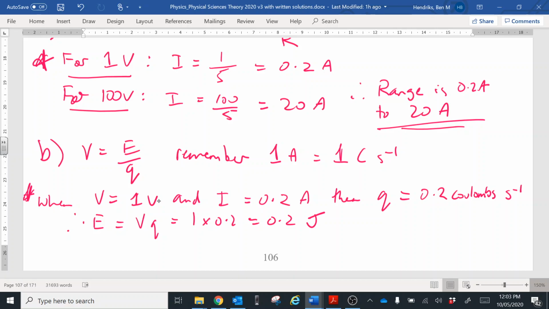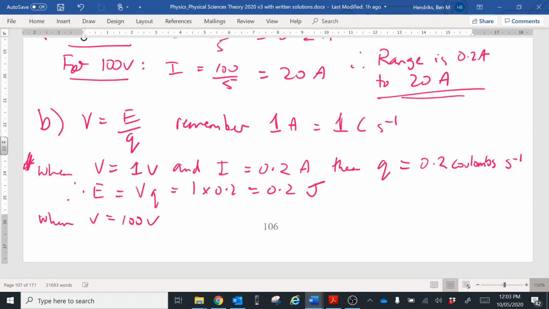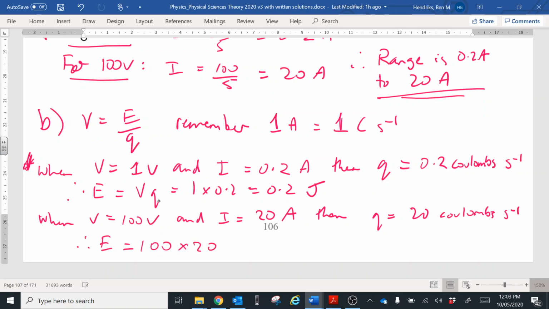Okay, so when V is equal to 100 volts and I equals 20 amps, then Q is equal to 20 coulombs per second. Therefore, energy every second is equal to 100 volts times 20 coulombs per second, or 20 coulombs. That's equal to 2,000 joules, or 2 kilojoules of energy. All right.